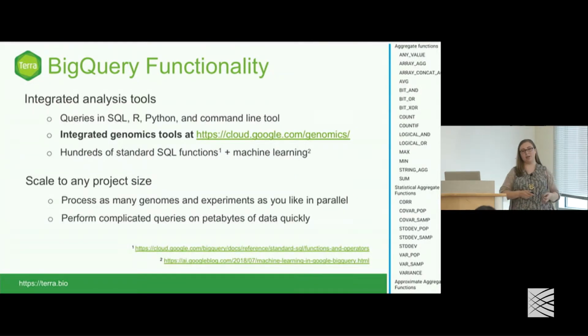As far as functionality, BigQuery has some integrated analysis tools. If you're familiar with SQL or R or Python command line tools, things like that, you can use those with BigQuery. We have this big list here on the right of some SQL functions. This is not a comprehensive list, but there's a link to some more SQL functions that are available to you. But you can use all of those in order to narrow down your query to access the right amount of data that you want. And then you can scale to any project size, so process genomes in parallel or as many experiments as you like in parallel, and perform these really complicated queries. And I want to emphasize that it's on petabytes of data. There's just so much genomic data we have now that we need this really efficient way to access it.